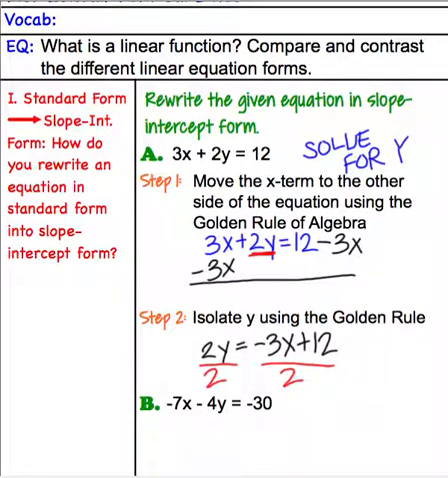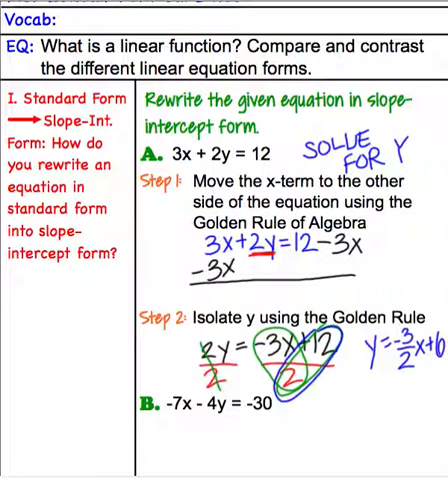Now that should be having flashing red lights going off in your head that you need to butterfly it out, because this will cancel. This will give us y, and negative 3x divided by 2 gives us negative 3 halves x, and 12 divided by 2 is 6. Remember, this is division, not multiplication, so you should not get negative 6x plus 24. Y equals negative 3 halves x plus 6 is your correct answer.